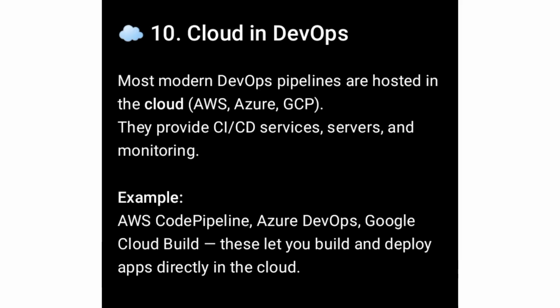10. Cloud in DevOps. Most modern DevOps pipelines are hosted in the cloud, such as AWS, Azure, and GCP. They provide CI/CD services, servers, and monitoring. Examples: AWS CodePipeline, Azure DevOps, Google Cloud Build. These let you build and deploy apps directly in the cloud.